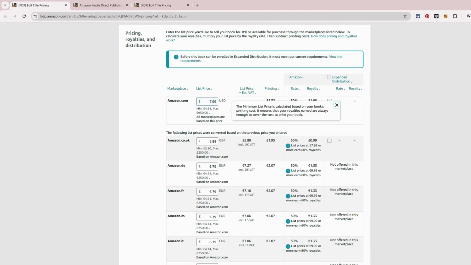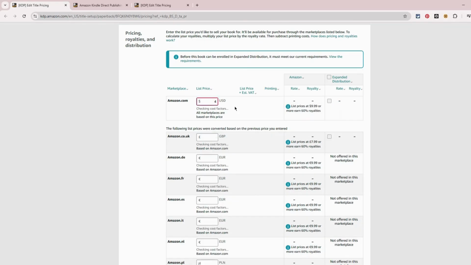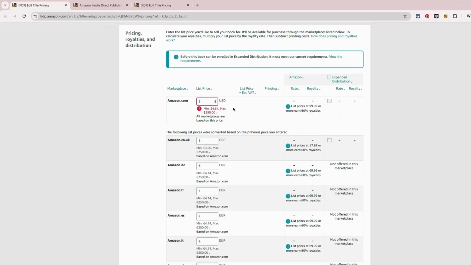Second, don't forget to check your minimum price. KDP has strict minimum prices for paperbacks and hardcovers based on printing cost. If you try to set it lower, your book won't publish or you won't earn royalties.